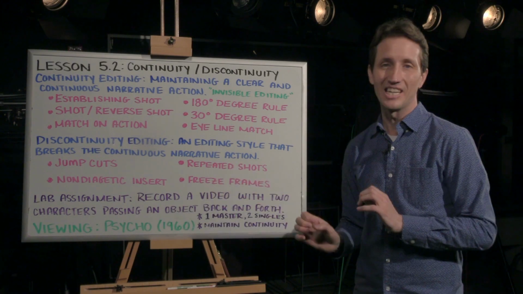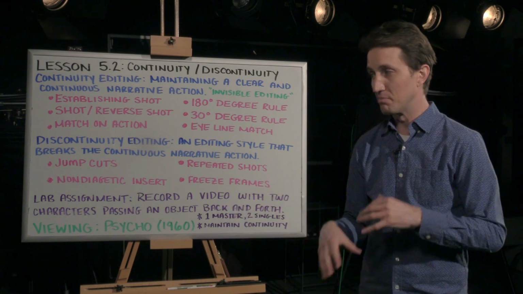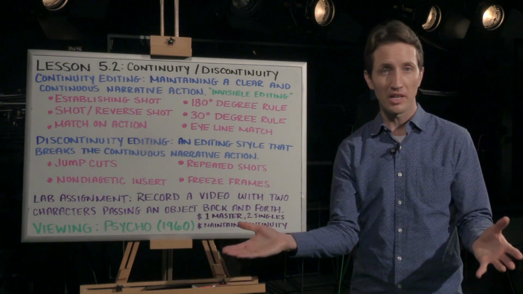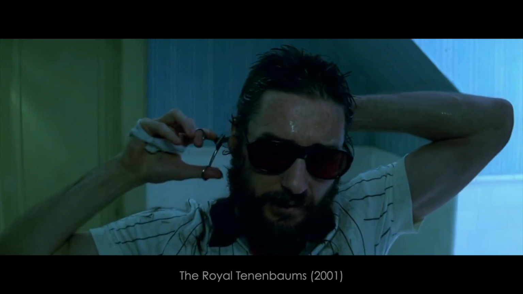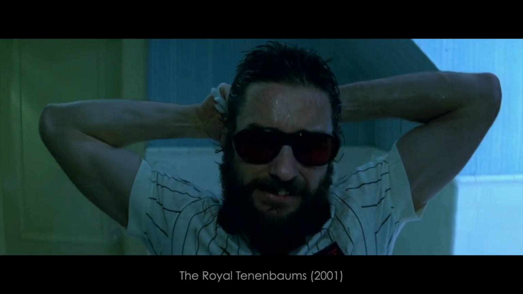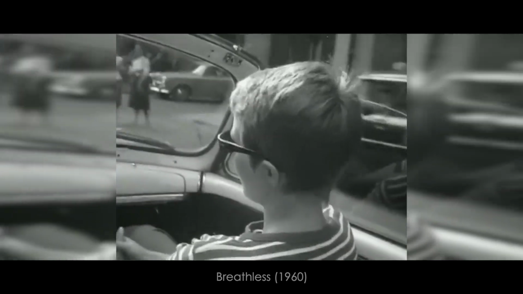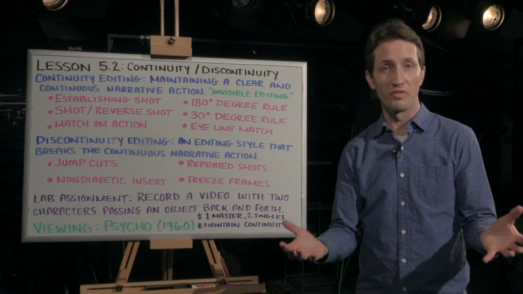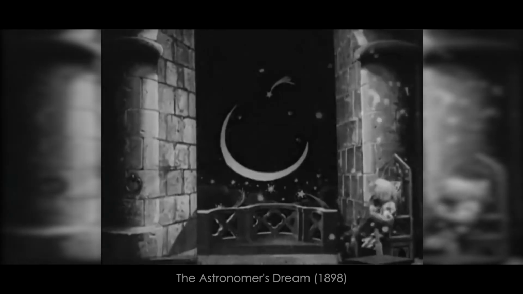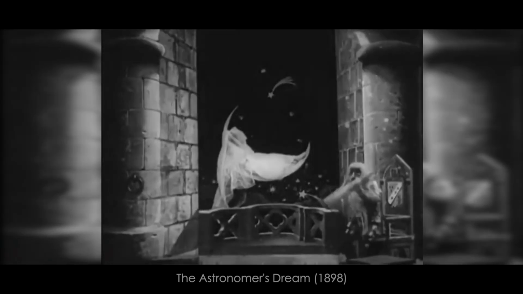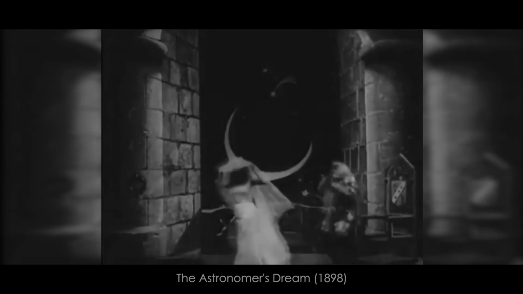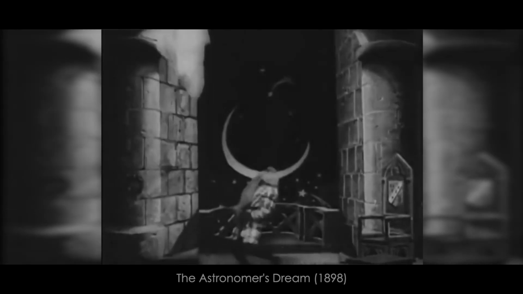You also have discontinuity editing, an editing style that breaks the continuous narrative of the action. This can be in the form of jump cuts. Now a jump cut is any time the camera cuts between shots with nearly identical composition and subject matter. These can be done on purpose, like we see in this example from Breathless, accidental, like in this example from the Royal Tenenbaums, or you can use jump cuts as a visual effect, like we see in this very early example from George Méliès. We see the actors on set, then Méliès would have everyone freeze, quickly adjust the set, start rolling again without moving the camera, and now it looks like that woman just disappeared.